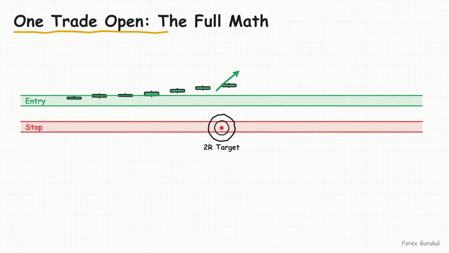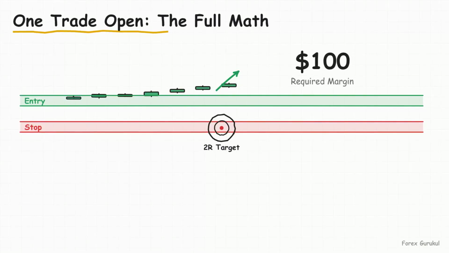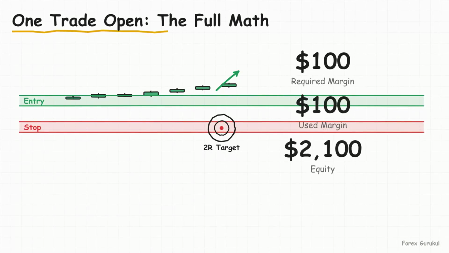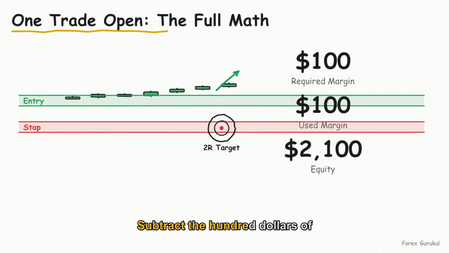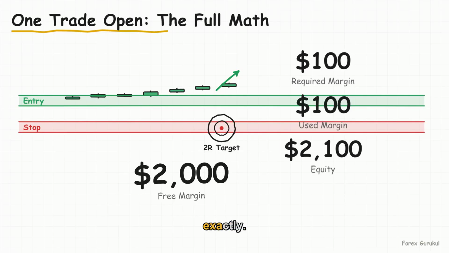Now the margin math. Her broker's leverage on this position makes required margin $100. Since it is her only trade, used margin is also $100. Her equity, balance plus the small floating profit she currently has, is $2,100. Subtract the $100 of used margin, and her free margin comes out to $2,000 exactly.